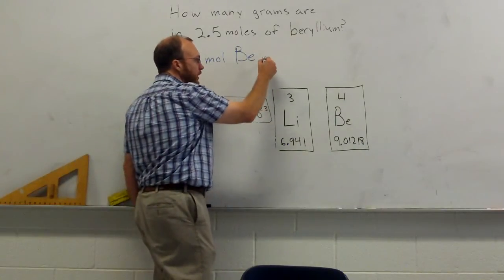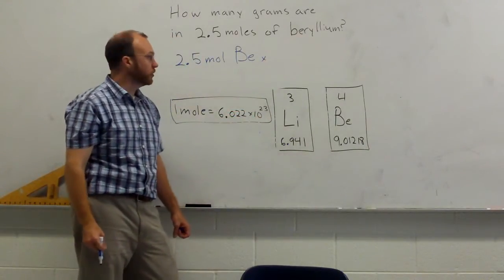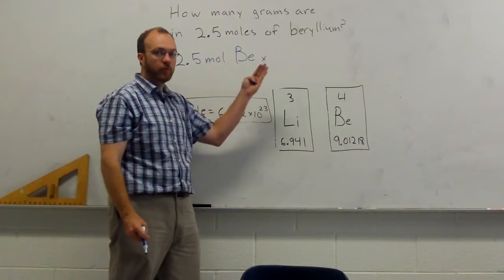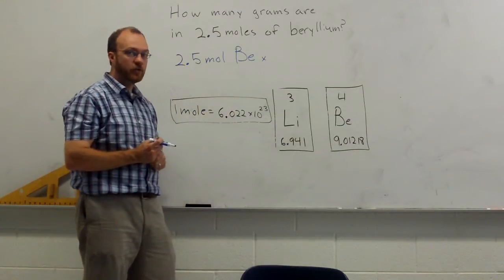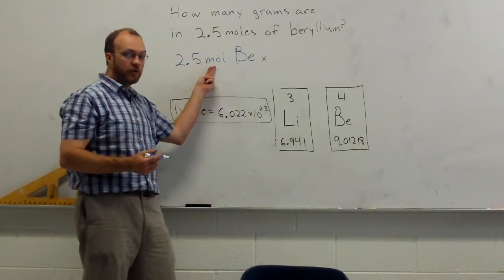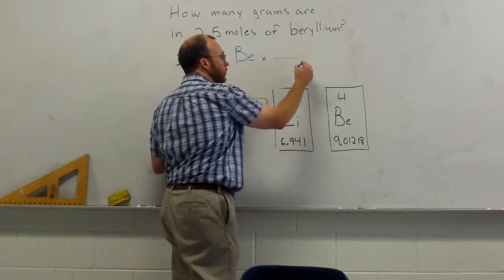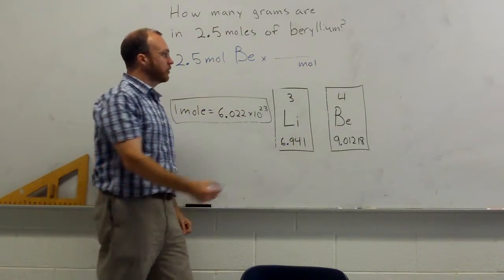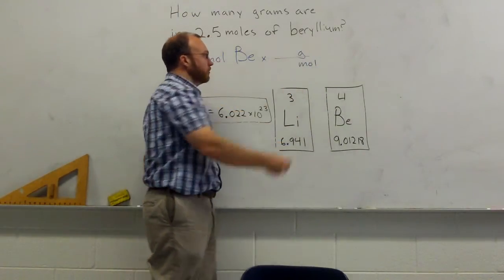Now, we learned how to use unit analysis back when we were doing unit conversions. And we're basically going to treat these grams to moles, moles to grams problems as a unit conversion. So we want to get rid of moles. So we want moles to cancel, so we have to put that on the bottom. We want to get grams, so we have to put that on top.